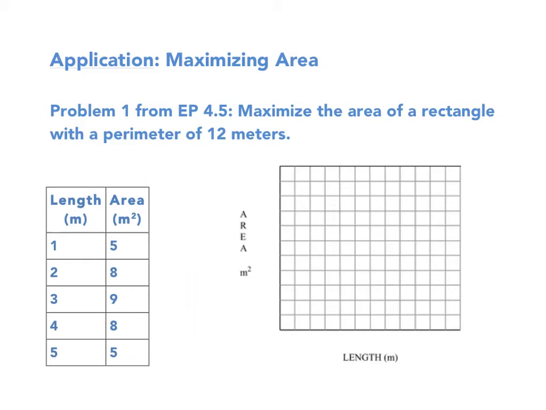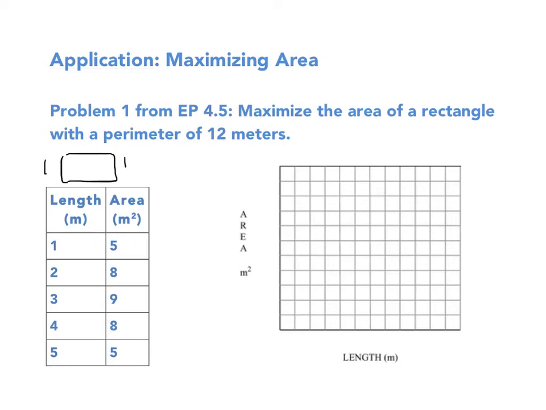So here we have our application problem where we're maximizing area, and this should look familiar to what you did today when you were trying to find maximum areas given certain lengths. So problem 1 from extended practice 4.5, you wanted to maximize the area of a rectangle with a perimeter of 12 meters.